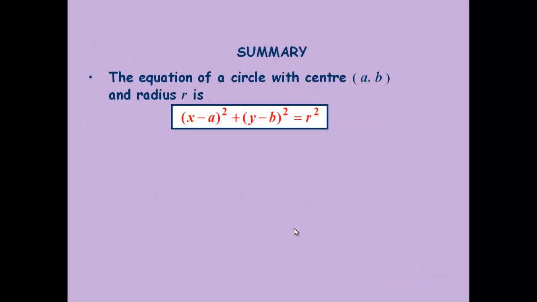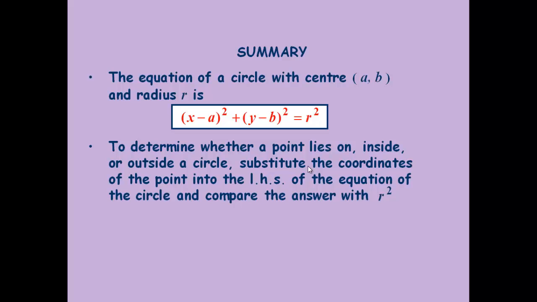So to summarise, the equation of a circle with centre (a, b) and radius r is that. To determine whether a point lies on, inside or outside a circle, substitute the coordinates of the point into the left-hand side of the equation and compare the answer with r squared, the radius squared.